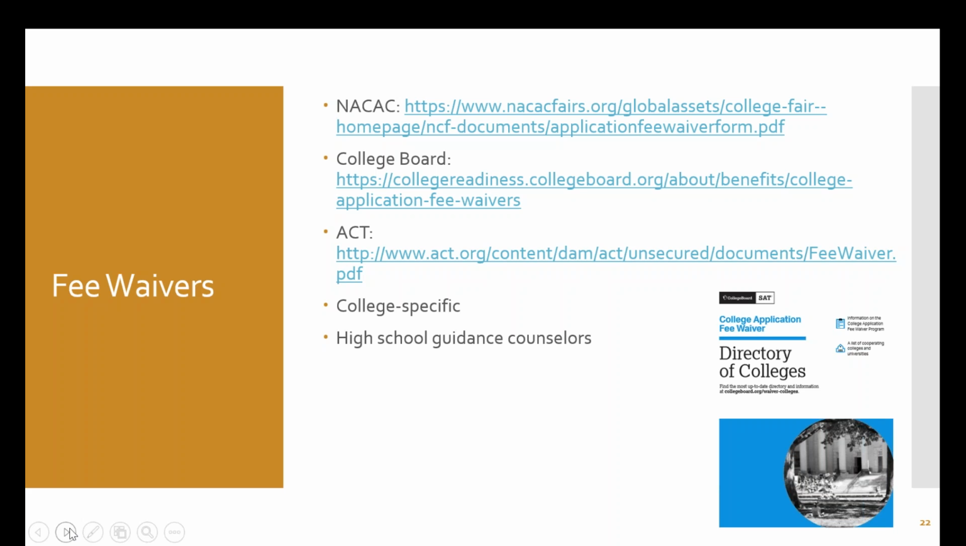Always have your student ask if it's a financial hardship to pay for that fee. Have them ask. It's really important that they apply instead of not applying just because they couldn't afford that fee. And sometimes the counselors will have access to a certain number of fee waivers at schools that they give out that are school specific as well.